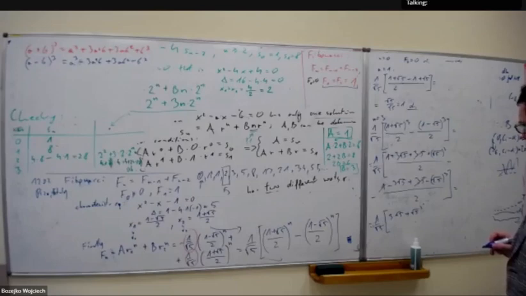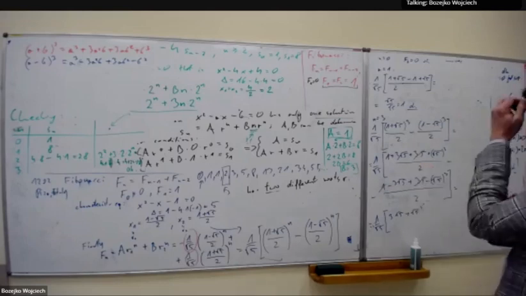Something is not good. This is square root of 5, so this is 25. No, this is not square root of 5. Something is not okay.